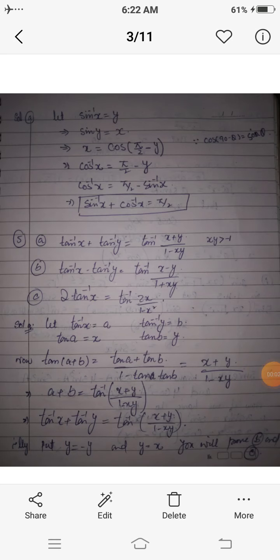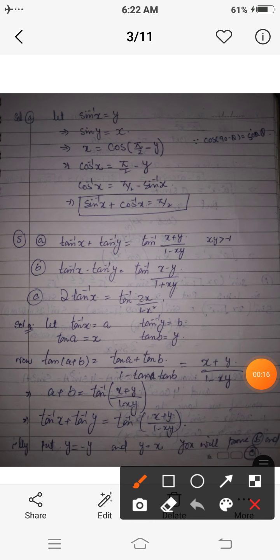Dear students, we are discussing properties of inverse trigonometric functions, and today we are going to discuss property number 5. We have to prove that tan inverse x plus tan inverse y equals tan inverse of (x plus y) upon (1 minus xy), where xy is less than 1.